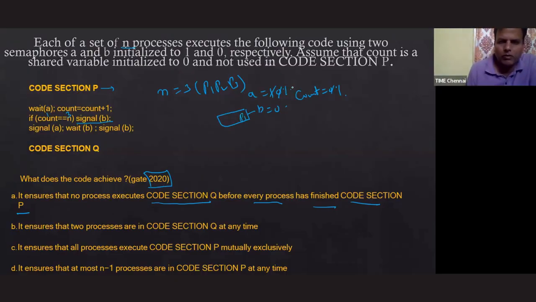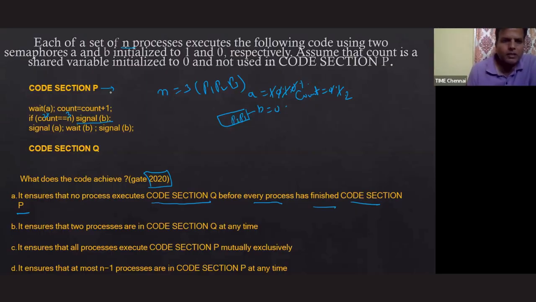Process P2 is coming, performing down on A. Fine. Incrementing this count value to 2. Fine. Is 2 equals 3, sir? Answer is no. Then skip this statement and perform signal on A. Fine. Wait on B. B value is what, sir? 0. So that means process P2 will also get blocked.